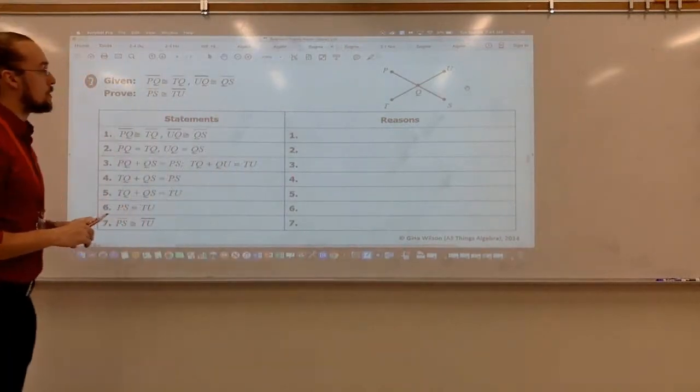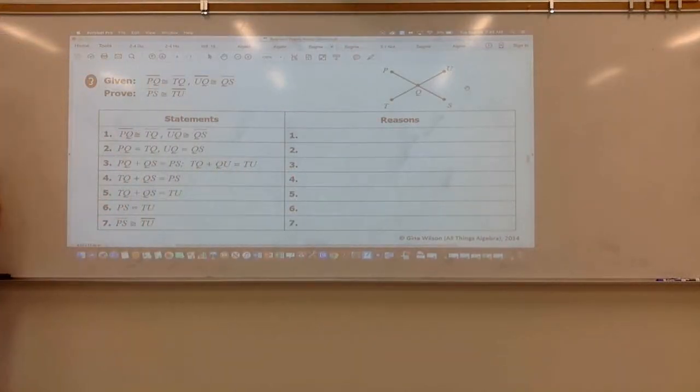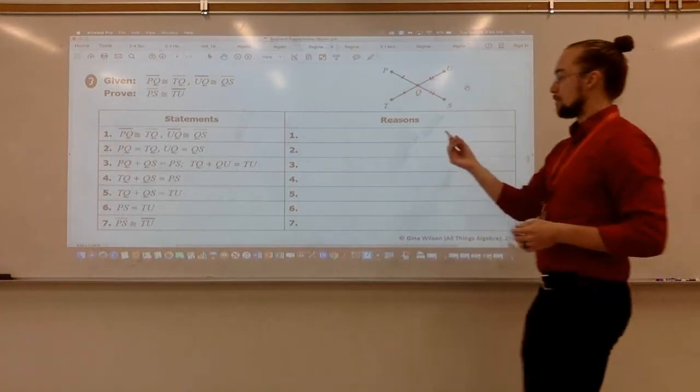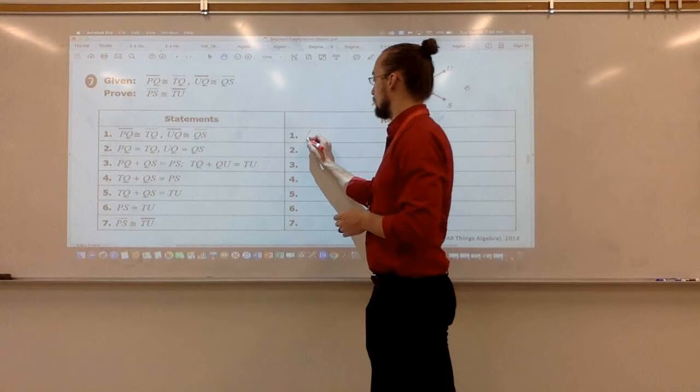Alright, I think we left off on number 3. Okay, I think we tried a couple of these. So, I mentioned yesterday that it's a good idea to start by marking the given information on the diagram. So, I'm given QS. That's given, right? First line is always the given information.